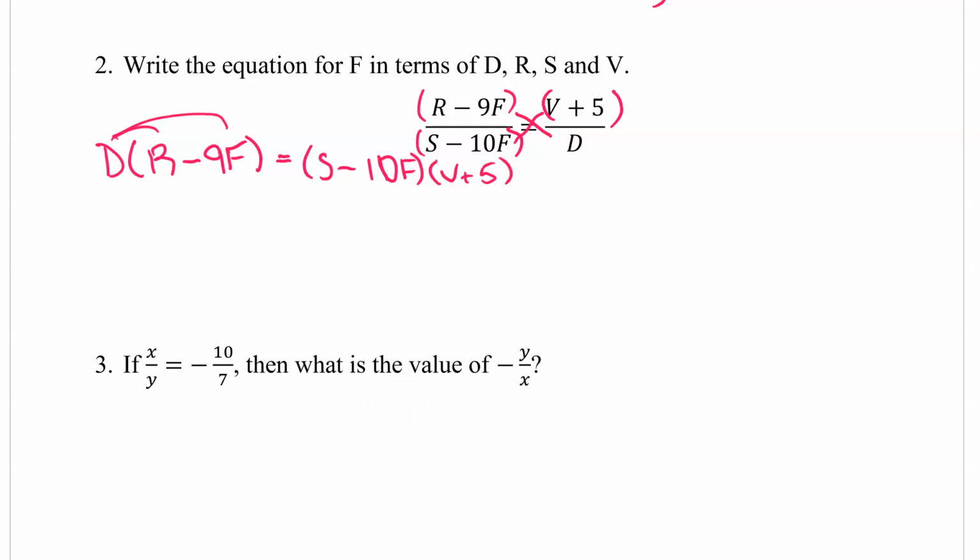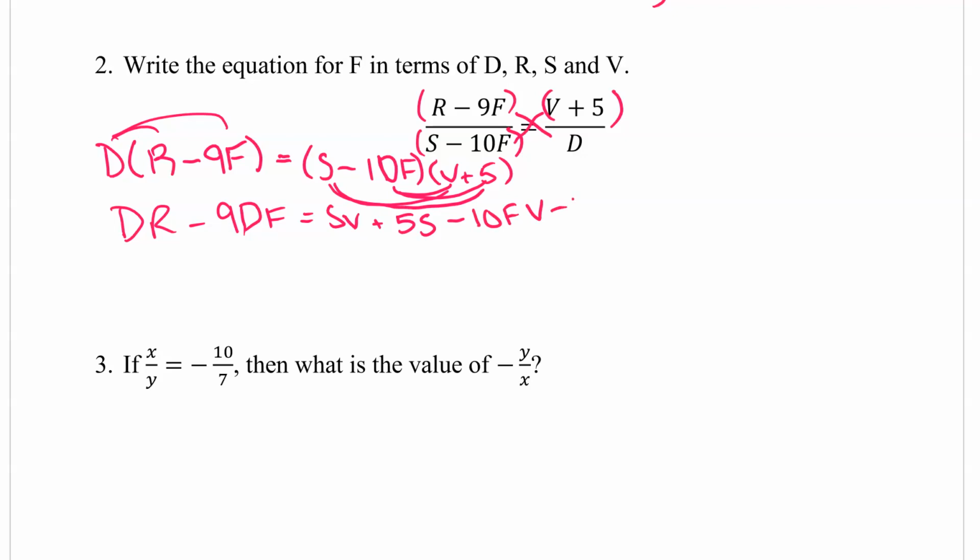Distribute the d. We've got dr minus 9fd. Well, I should go in the same order. df is equal to, and then this you have to FOIL, so you're distributing that s to both. So you're going to have sv plus 5s, and then you're distributing the negative 10f to both. So I've got negative 10fv minus 50f.